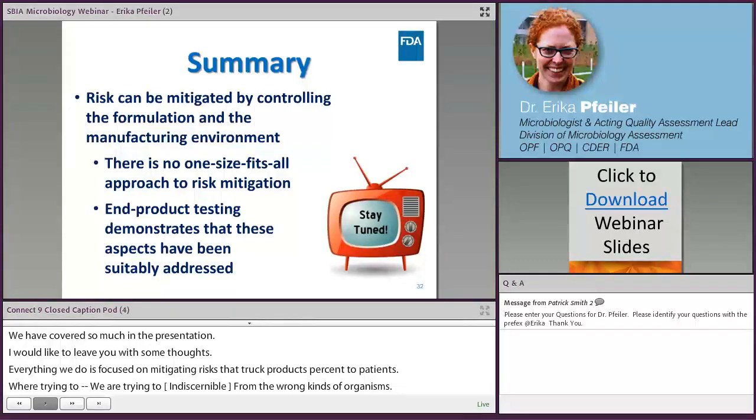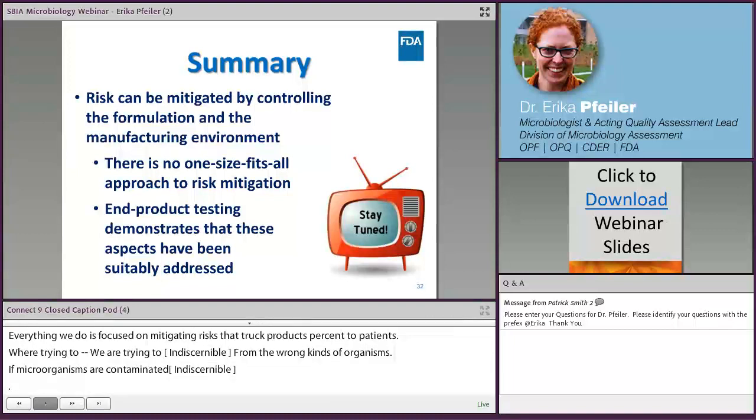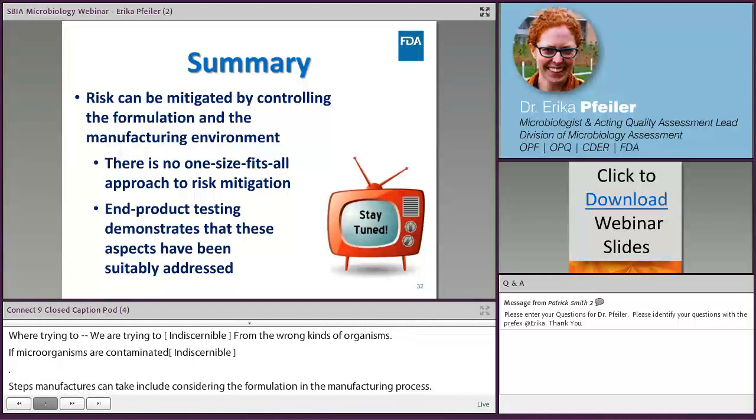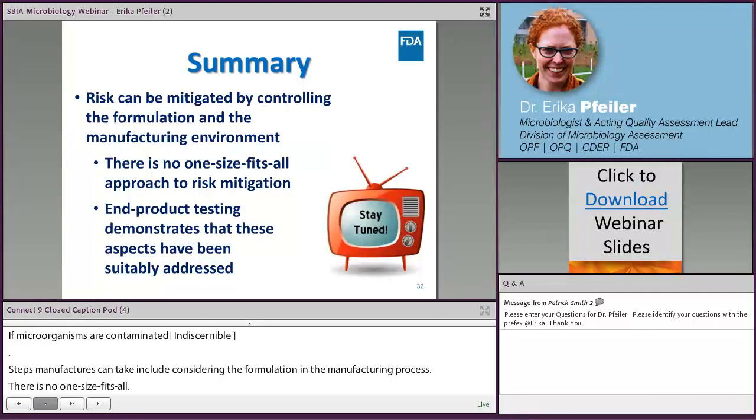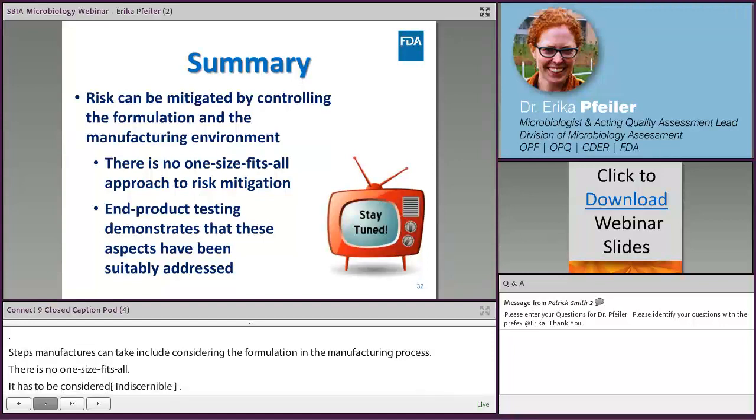Steps that manufacturers can take to mitigate that risk include considering the product's formulation and its manufacturing process. There's no one-size-fits-all approach to risk mitigation, so it's something that has to be considered with knowledge of the process and the product in mind. Finally, proper endpoint testing is critical to demonstrating that the controls are functioning and are in their proper place.